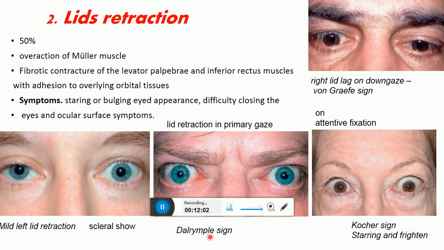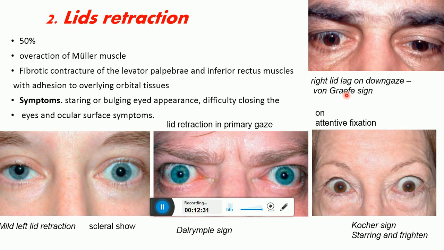The Dalrymple sign is lid retraction in the primary gaze. Lower lid retraction may also occur in isolation or in association with proptosis. The proptosis exaggerates the lower lid retraction. Another sign is the Kocher sign. It describes a staring or frightened appearance of the eyes. It is particularly marked on attentive fixation. Here you can see the Kocher sign.